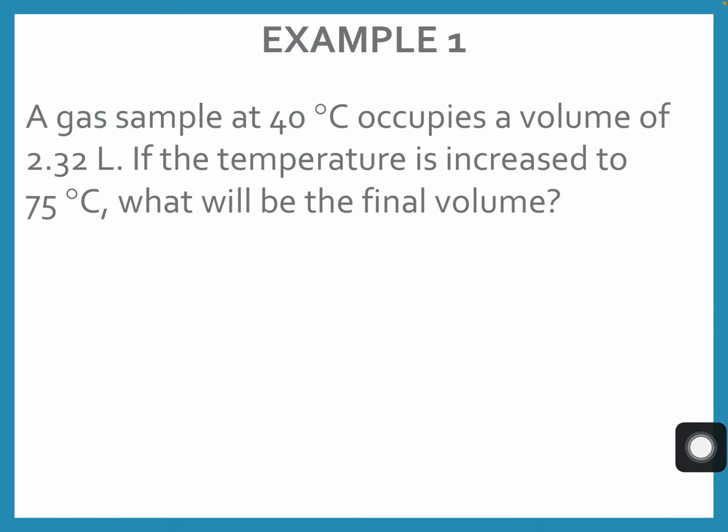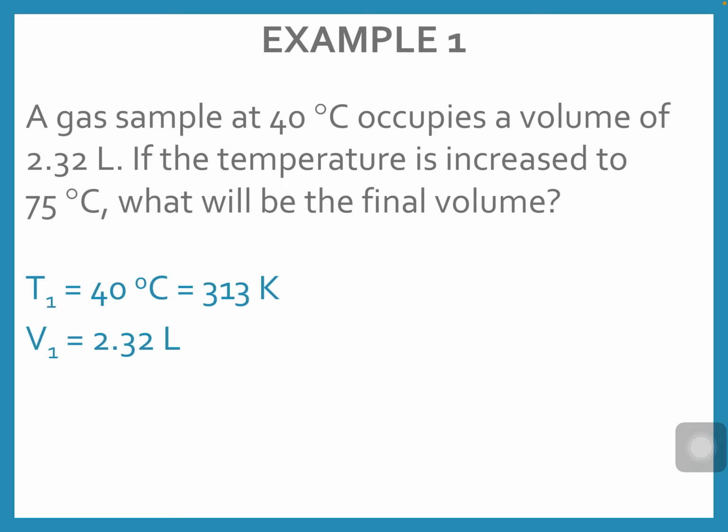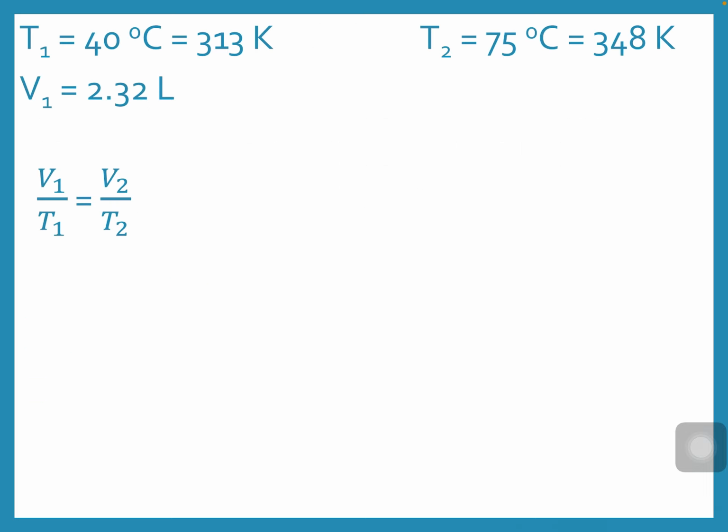For an example, if I have a gas sample at 40 degrees Celsius that occupies 2.32 liters, and the temperature is increased to 75 degrees Celsius, what would be the final volume? To start with, I know the temperature is 40 degrees Celsius, add 273 to convert to Kelvin, so that's 313. My initial volume is 2.32 liters, and the final temperature is 75 degrees Celsius plus 273, which is equal to 348 Kelvin. These are all those pieces of information.